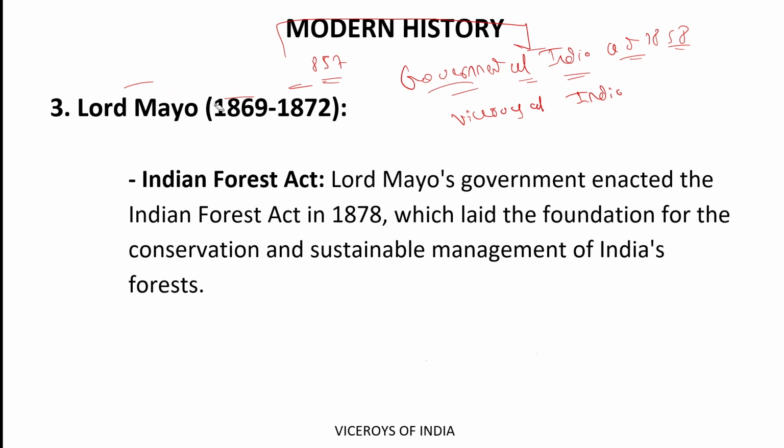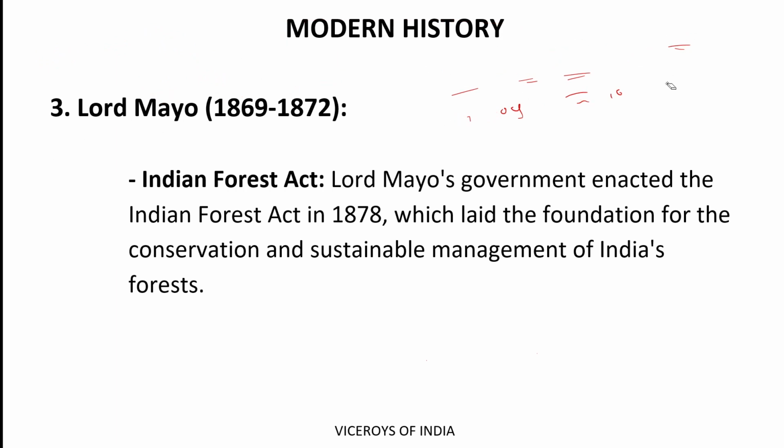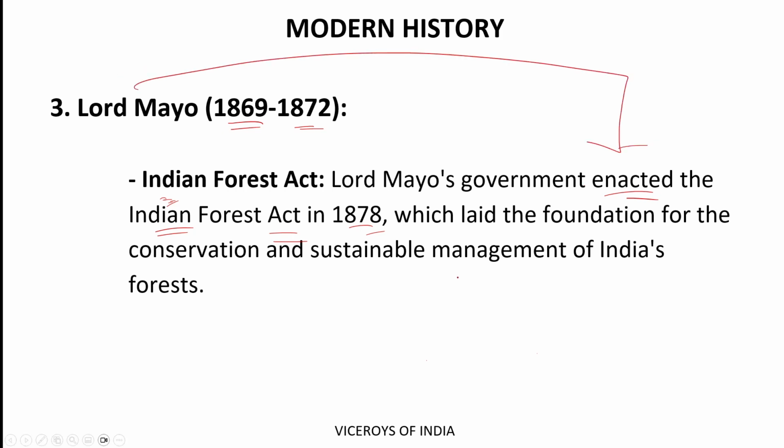So now we have Lord Mayo, who was Viceroy of India during 1869 to 1872. Basically there was a first act which is known as the Indian Forest Act. We could say that the Indian Forest Act in 1878 was enacted by the Lord Mayo government. Remember, they enacted the act which was further passed in 1878. They were not the first ones who implemented this act. They just enacted it because Lord Mayo's time period was only 1869 to 1872.